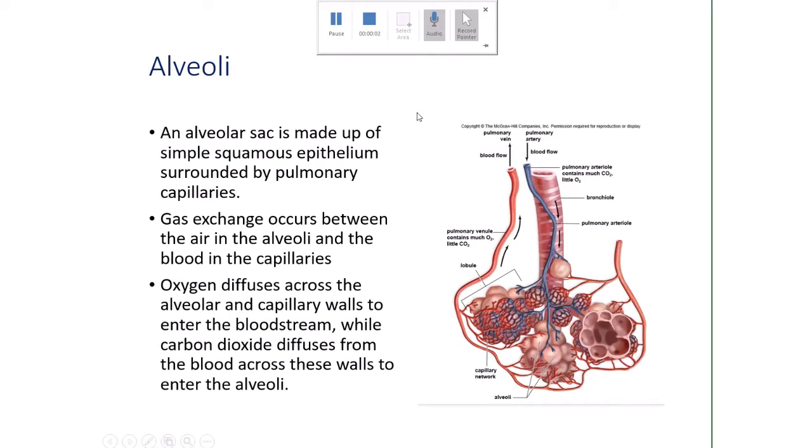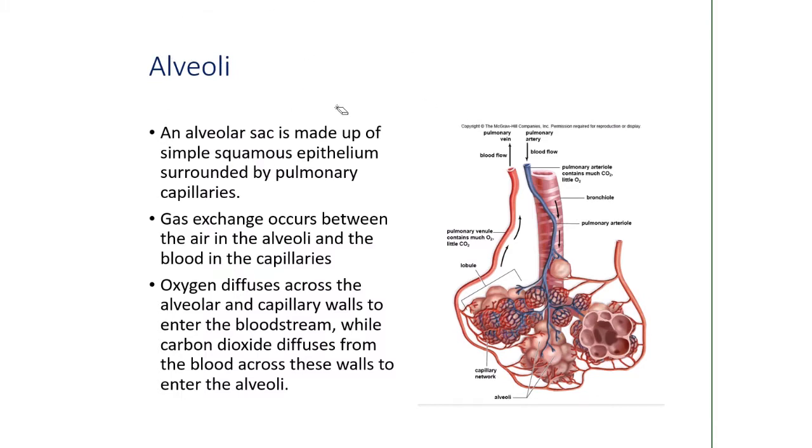So let's take a look at what happens when the air gets to the alveoli. Just to recap, what we learned so far is the air would enter through the nasal cavity, goes through the pharynx, the larynx, the trachea, then the trachea will branch into primary, secondary, tertiary bronchus, and then eventually it will become the bronchioles, and at the end of the bronchiole is where you will find the alveoli.